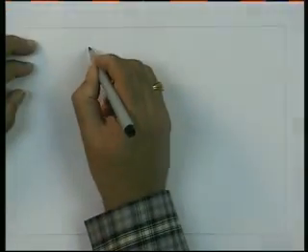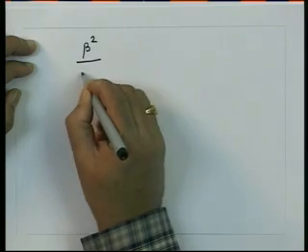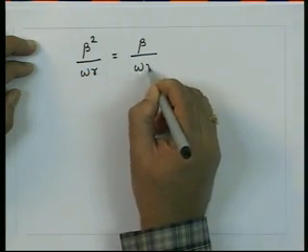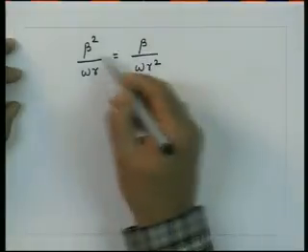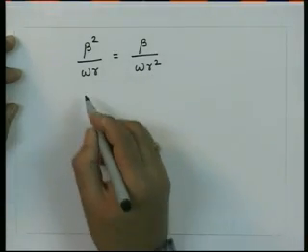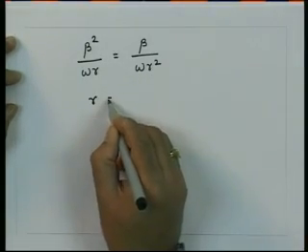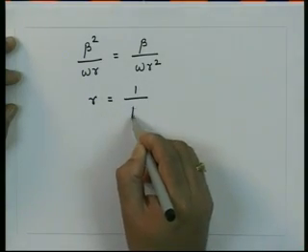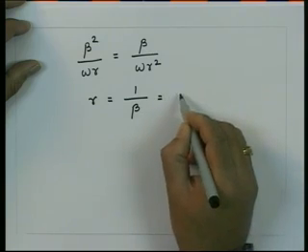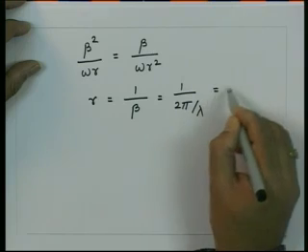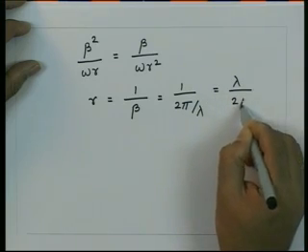where these terms will become equal, I get beta square upon omega r equal to beta upon omega r square. One beta will cancel, omega will cancel, r will cancel. So, from here I get r is equal to 1 upon beta, which is nothing but 1 upon 2 pi upon lambda. So, this is lambda upon 2 pi.